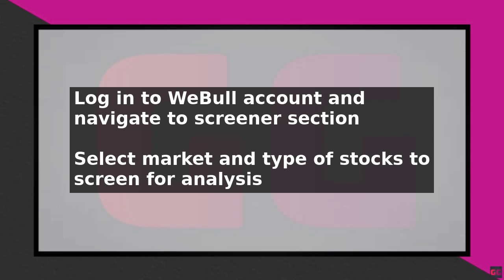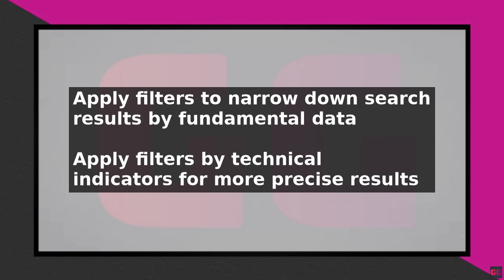The Webull Screener allows you to filter stocks by various parameters such as market cap, dividend yield, and moving averages. Begin by selecting the market you want to screen, such as the US or Hong Kong market. Then, choose the type of stocks you want to screen, including stocks, ETFs, or options.